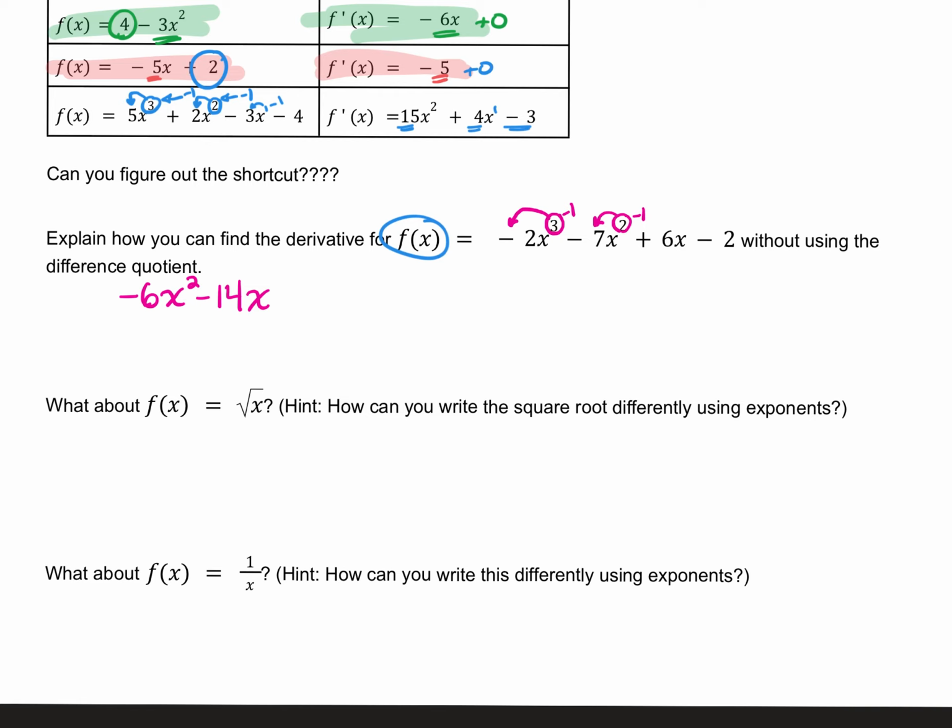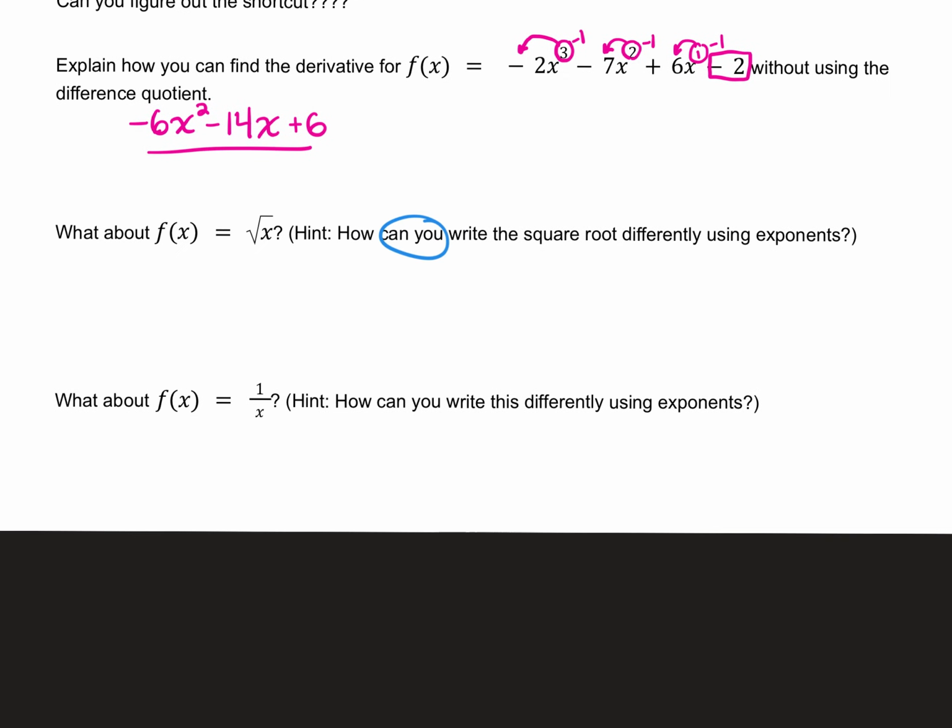Then I'll have, this is a 1 multiplied by 6 plus 6. Subtract 1 from that 1, it's just x to the 0 power, which I don't need to write, that's just 1. And then anytime we see a constant, that has a derivative of 0. So if you wanted to say plus 0 at the end, you could, but you could also just write it like this.